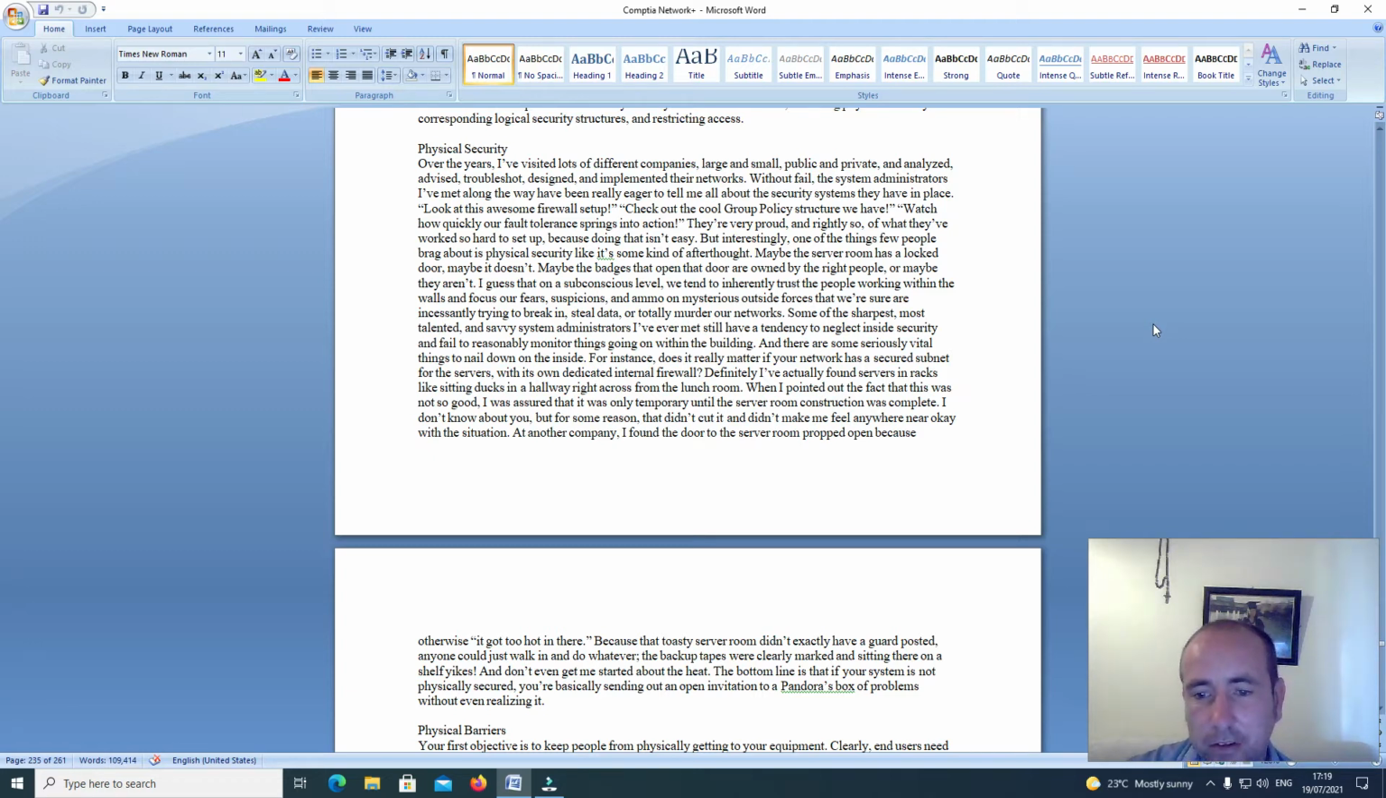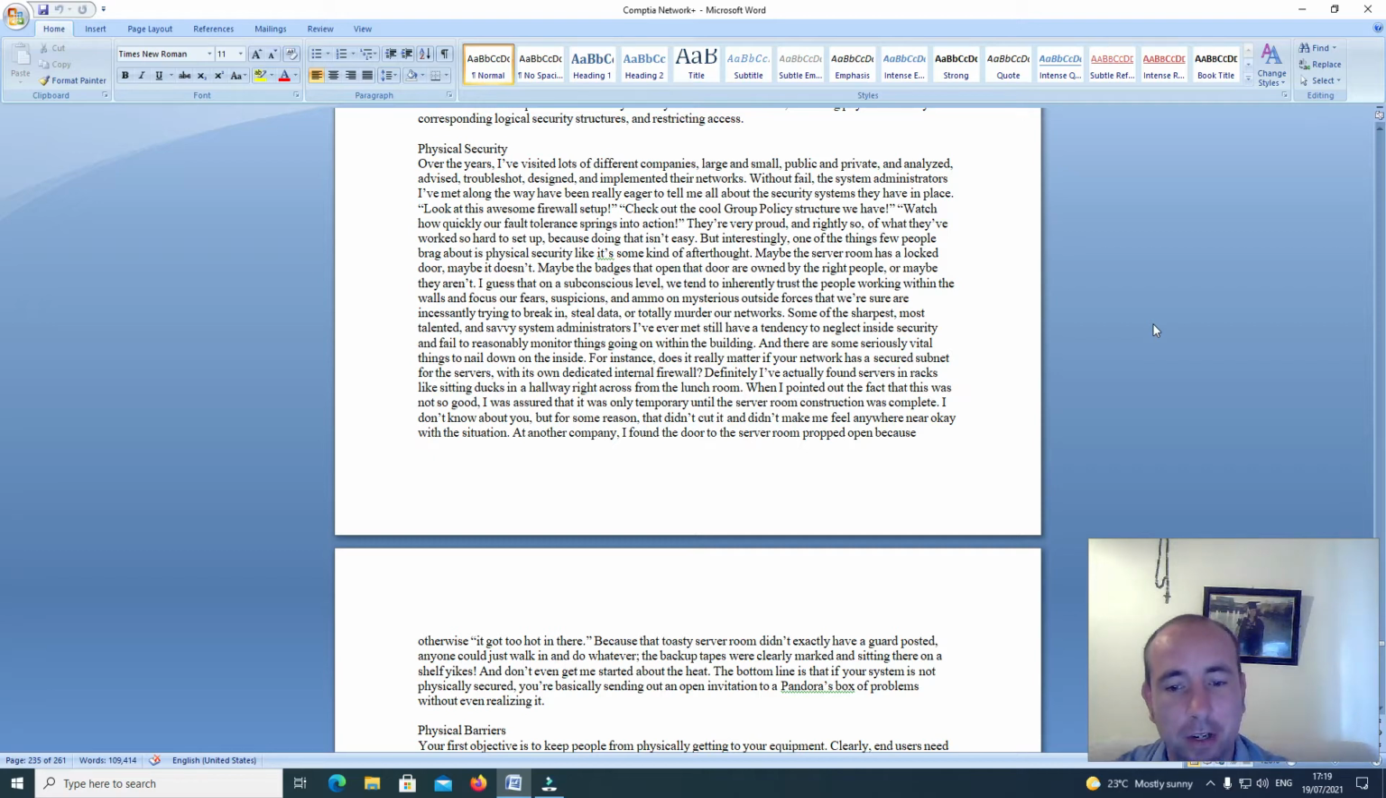Definitely. I've actually found servers in racks, like sitting ducks in a hallway right across from the lunchroom. When I pointed out the fact that this was not so good, I was assured that it was only temporary until server room construction was complete. I don't know about you, but for some reason that didn't cut it, and it didn't make me feel anywhere near okay with the situation.